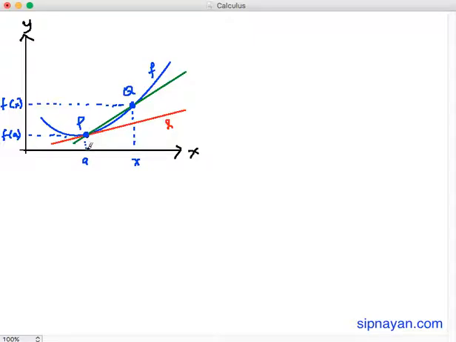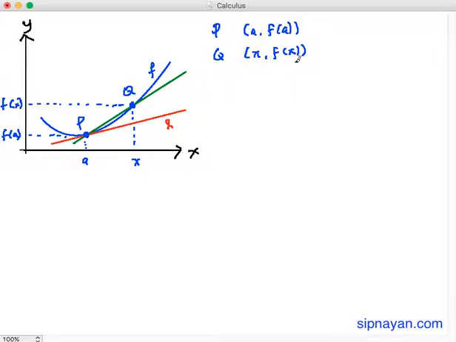So, may dalawang points na tayo with coordinates A, f of A. Yung coordinates ng P natin ay A, f of A. At ang coordinates ng Q natin ay X, f of X. No? Kaya siya X, f of X kasi yan yung binavary natin. No? So, yan.